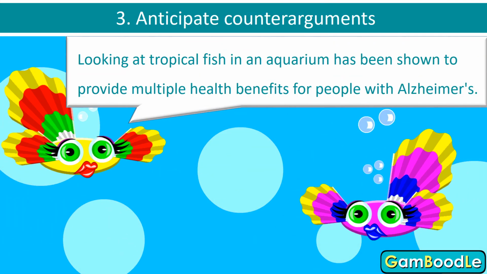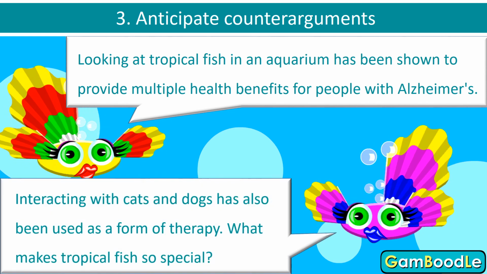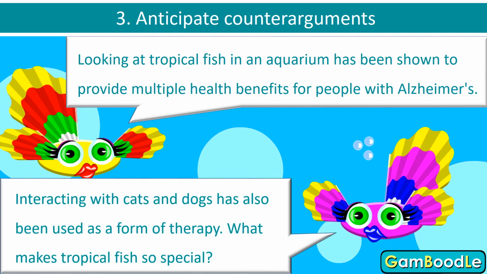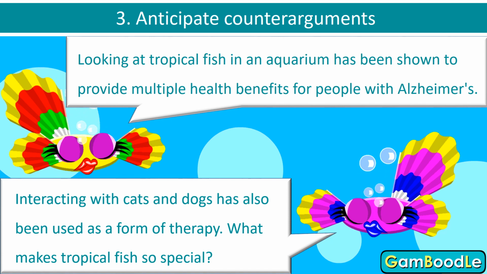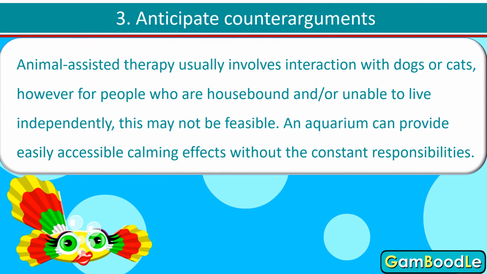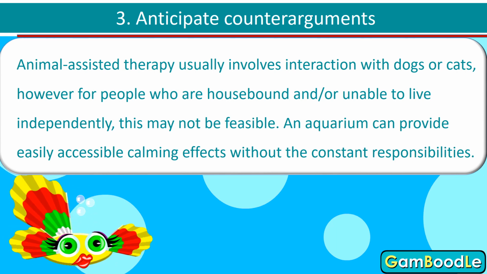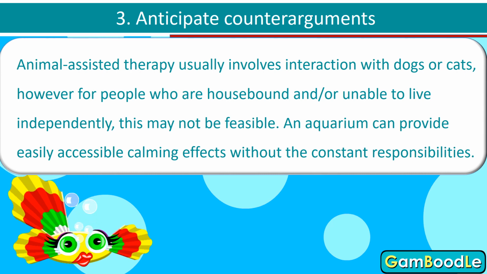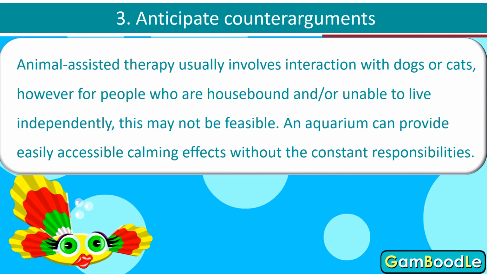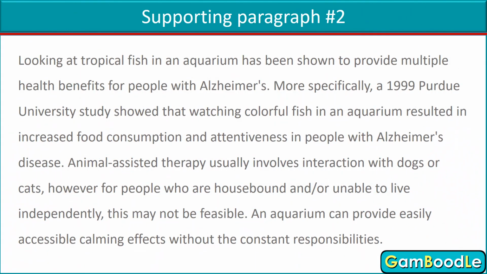Now let's consider a possible counter-argument. For example, interacting with cats and dogs has also been used as a form of therapy. What makes tropical fish so special? Take a moment to review one possible response to this counter-argument. Now take a moment to review the completed second supporting point paragraph.